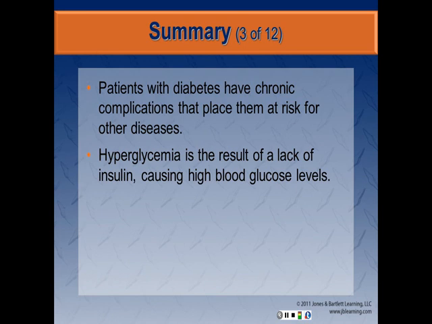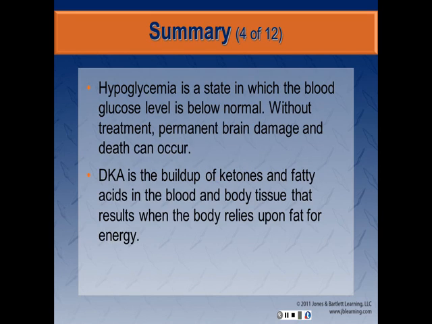Patients with diabetes have chronic complications that place them at risk for other diseases such as heart attack, stroke, and infection. Hyperglycemia is a result of a lack of insulin, which causes excessive amounts of glucose to remain in the blood. It must be treated at the hospital. Hypoglycemia is a state in which the blood glucose level is below normal. Without treatment, permanent brain damage and death can occur. Diabetic ketoacidosis is the buildup of ketones and fatty acids in the blood and body tissue that results when the body relies upon fat for energy.